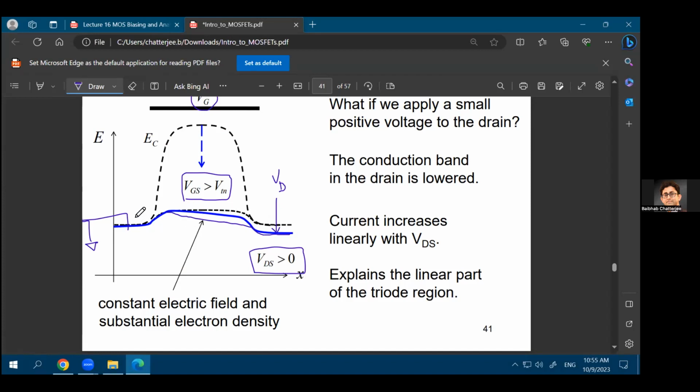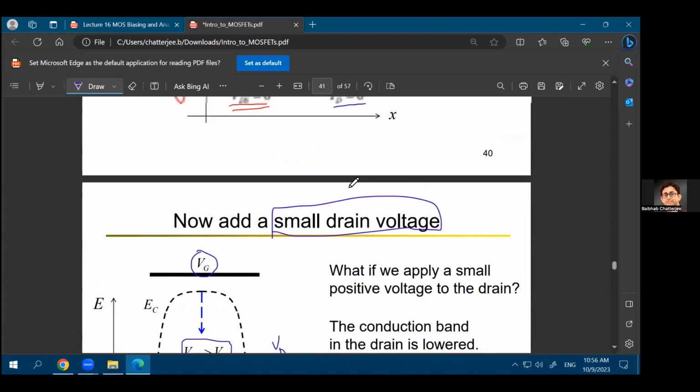Which means that if you start rolling a ball from the left hand side, it will be easier for the ball to roll over to the right hand side as you are applying more and more drain voltage. So the current, the rate at which the balls are rolling, the rate at which the electrons are going from left to right, that is basically your current. So the current will increase linearly as you are increasing the VDS. As you increase VDS, your drain to source voltage, the slope of this energy barrier will be more and more. So the current through the device will be more and more.